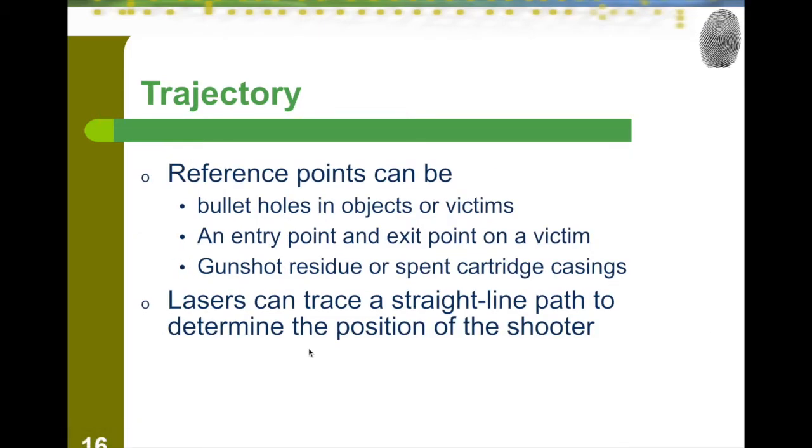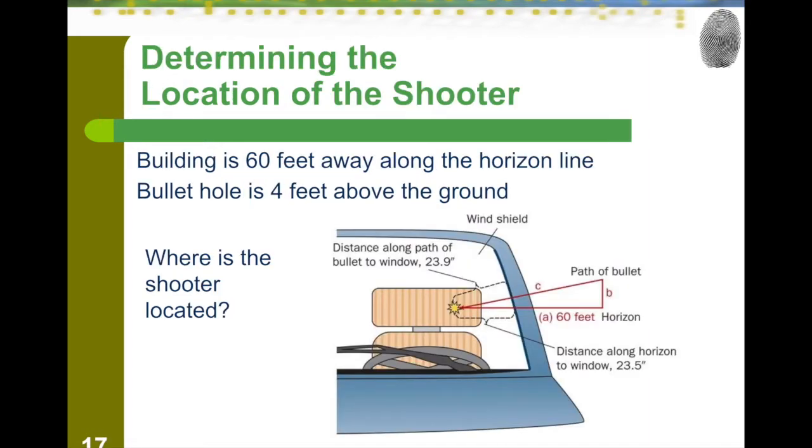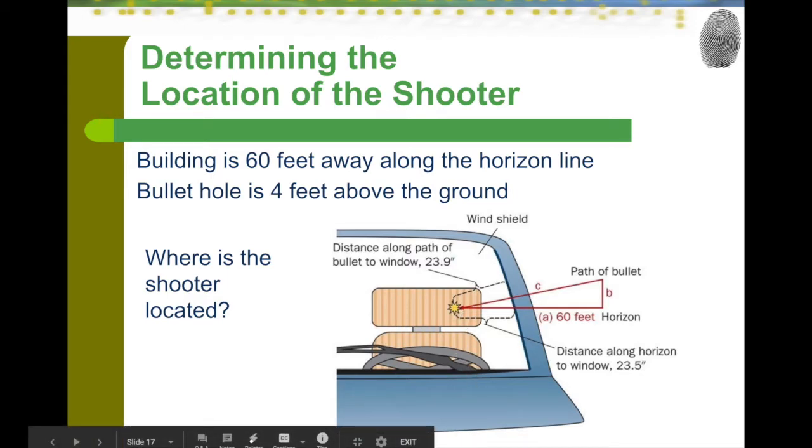Reference points can be bullet holes in the object or the victim, an entry point or an exit point on a victim, gunshot residue or spent cartridge casings, and then lasers can trace a line path to determine the rough position of the shooter. You could also use math to determine the position of the shooter. The building is 60 feet away along the horizon line, and the bullet hole is 4 feet off the ground. Obviously, in this picture, we can't see the ground, but you have that information.